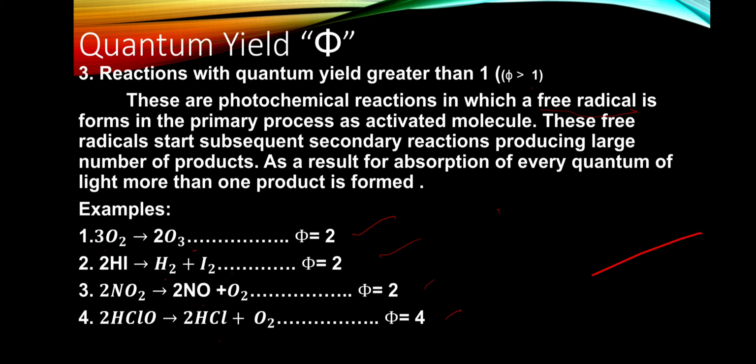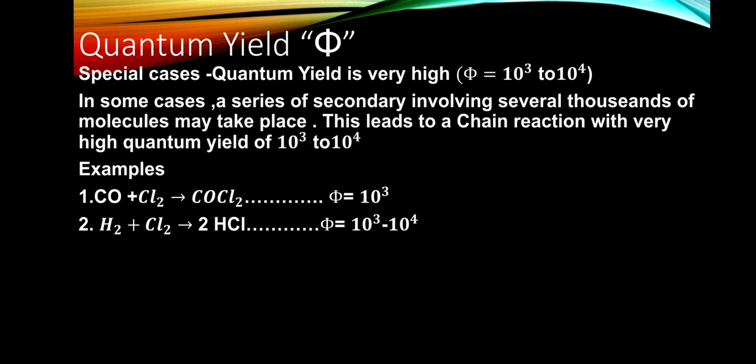Next case is where the quantum yield is very high. In some cases, a series of secondary processes involving several thousands of molecules may take place. This leads to a chain reaction. In that case, quantum yield will be very high, 10 to the power 3 to 10 to the power 4. For example, CO and Cl2 giving COCl2, 10 to the power 3, and H2 and Cl2 giving 2HCl, that is 10 to the power 3 to 10 to the power 4. So that type will have high quantum yield.